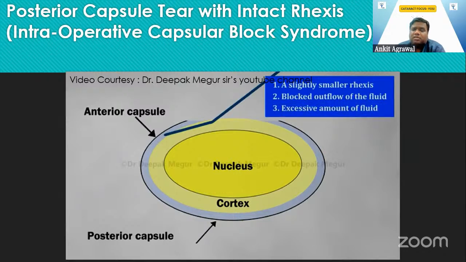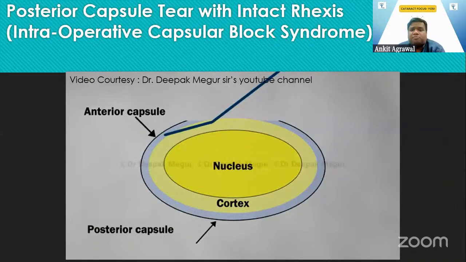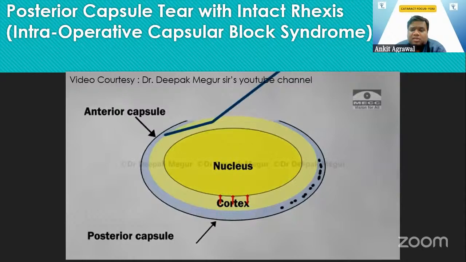As per the anatomy of the lens already explained, the posterior capsule is thinner than the anterior capsule. So what happens here is that after too much excess pressure, this posterior capsule can give up, and thus occurs the blowout, which is also known as intraoperative capsular block syndrome.